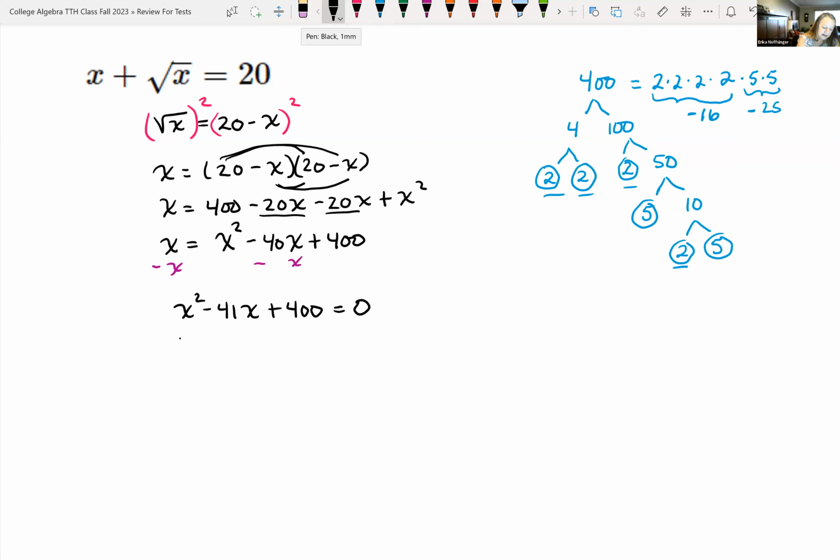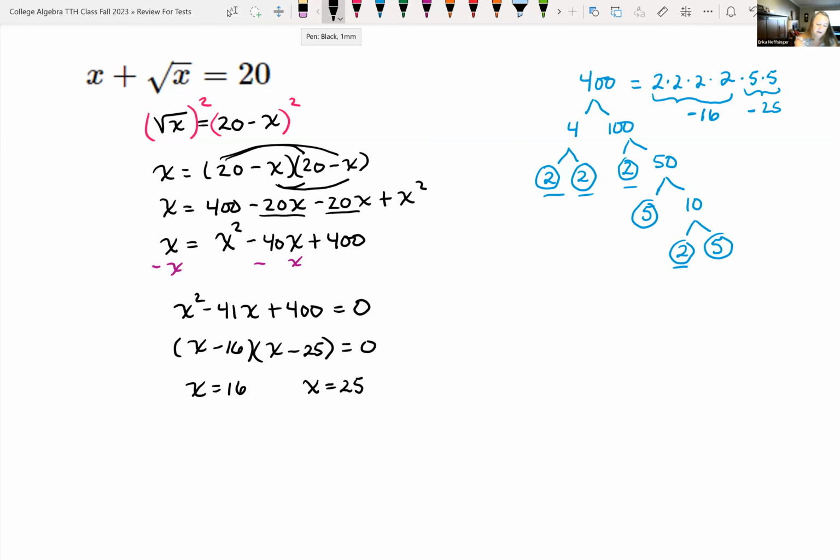So we can factor this as x minus 16 times x minus 25. So looking at this, we get x minus 16 equals 0 and x equals 16, and x minus 25 equals 0 and x is 25.